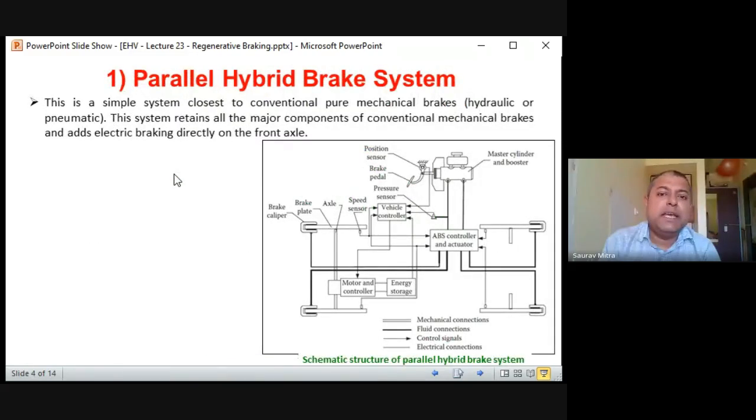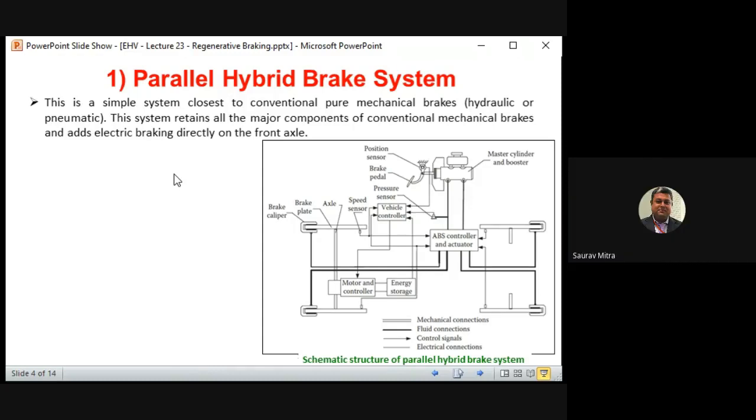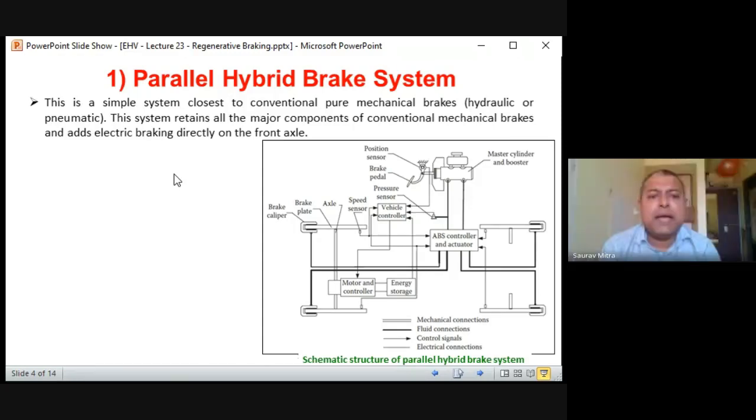I think the image is a little faint, but you will find it in the book properly. This is a simple system, the parallel hybrid brake system. It is the system closest to the conventional, purely mechanical brakes. Mechanical brakes can again be of two types: hydraulic or pneumatic. So this is the first type, the parallel hybrid brake system.